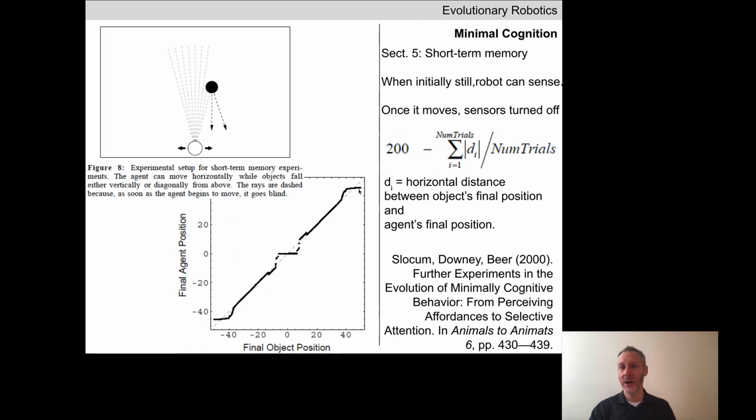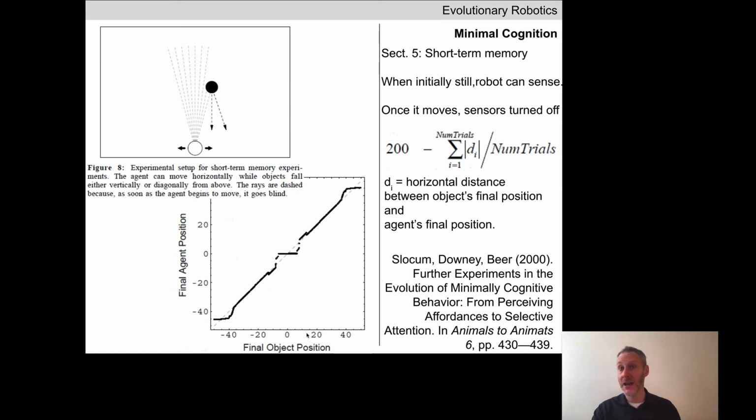What can you tell me about this evolved CTRNN? How well does it cause the agent to do at this task? We've got final object position.